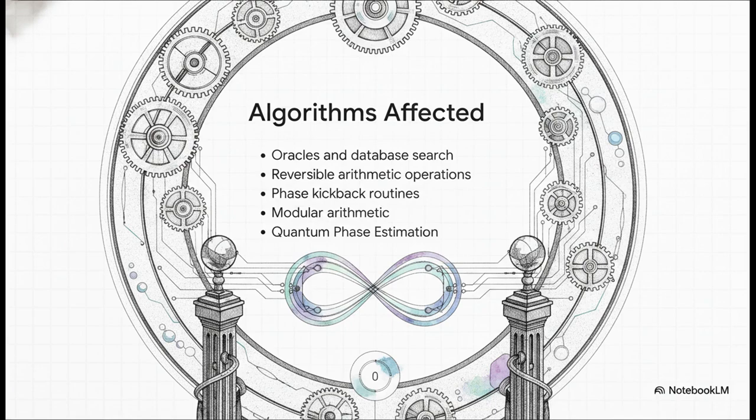And this isn't just academic theory. This reversibility constraint literally dictates the code architecture of major algorithmic families. When you're writing oracles for Grover search, setting up reversible arithmetic, designing phase kickback routines, mapping modular arithmetic for Shor's algorithm, or building quantum phase estimation, you absolutely must strictly manage this reversibility and uncomputation. Forgetting to uncompute is one of the most common, fatal bugs in quantum programming. It's basically the quantum equivalent of a catastrophic memory leak.